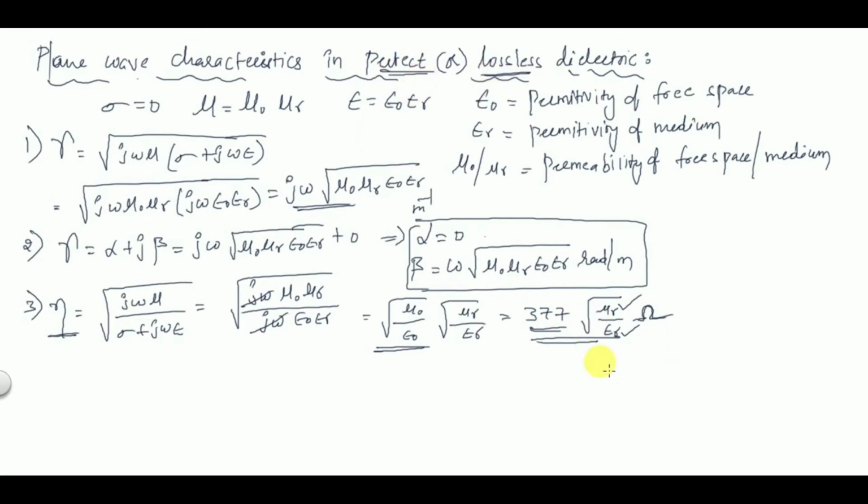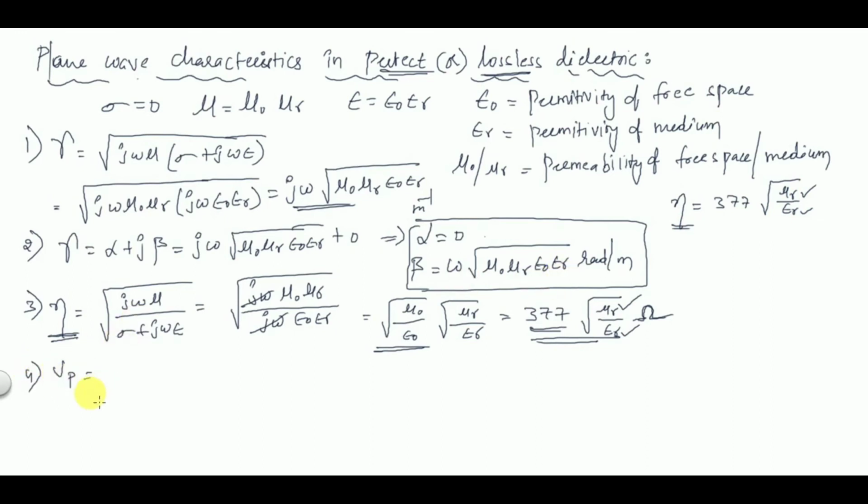Okay, so you can remember these formulas. These are the formulas which you have to remember. So when the wave is traveling in perfect or lossless dielectric, if they ask you to find the value of intrinsic impedance, you have to remember that the formula is 377 root of mu r by epsilon r. So they will give you the mu r value and epsilon r value, substitute in this equation, and you'll get the value of eta.